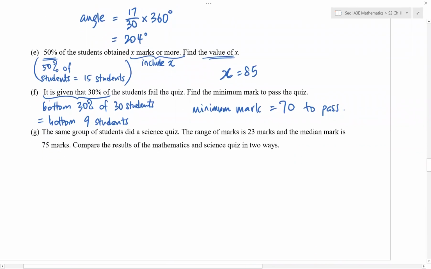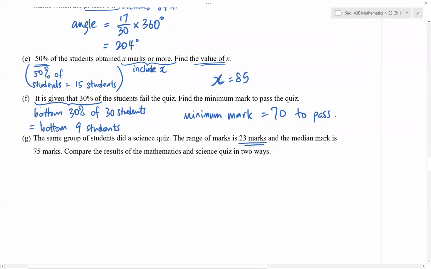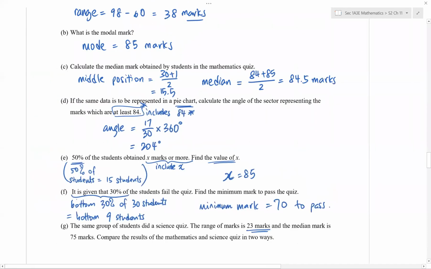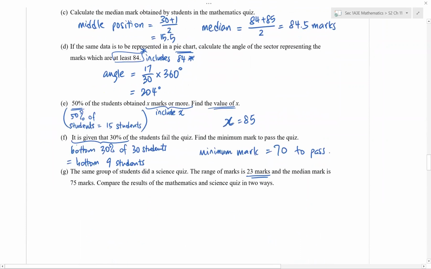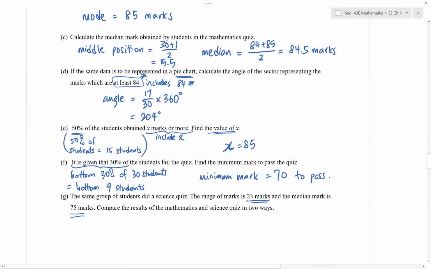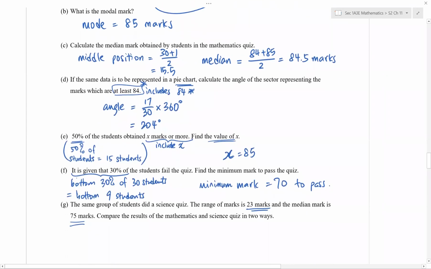The same group of students did a science quiz. The range is 23 marks. So we're going to be comparing this 23 marks with the range for this mathematics marks. 23 versus 38, we will come up with a conclusion. Then they also tell us that the median is 75. We're going to compare the median of the science with the median of the mathematics.